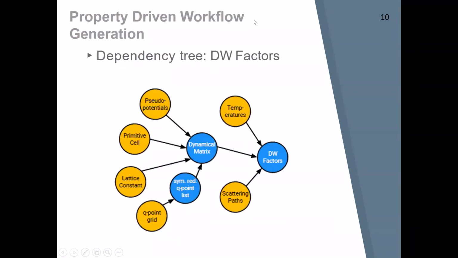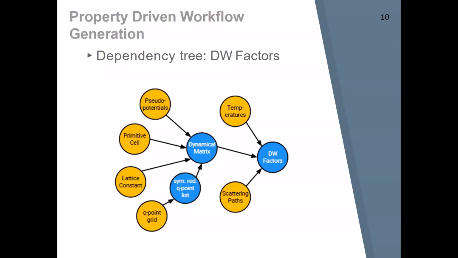So the other thing that's nice here is that this is a property-driven workflow generation. In the ideal case, you wouldn't really have to specify, although you'd be able to, exactly how the workflow goes. You specify a property, in this example, Debye-Waller factors, and it creates a dependency tree.